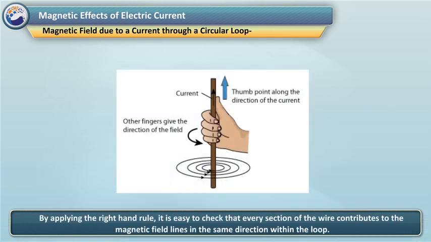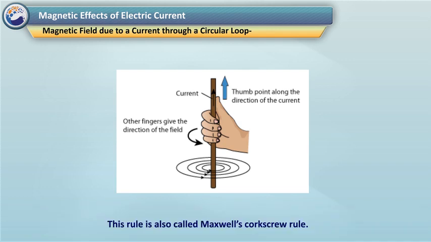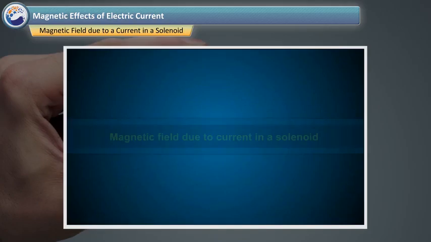By applying the right-hand rule, it is easy to check that every section of the wire contributes to the magnetic field lines in the same direction within the loop. This rule is also called Maxwell's corkscrew rule.